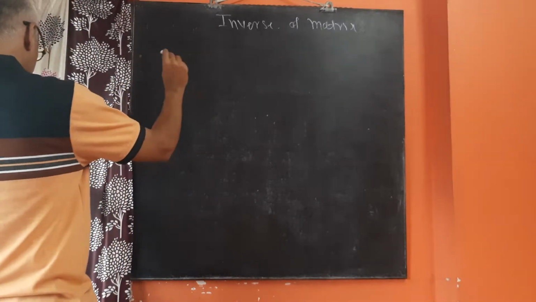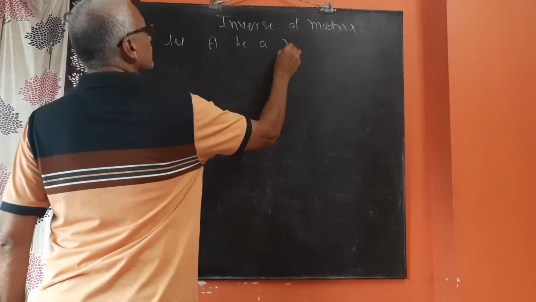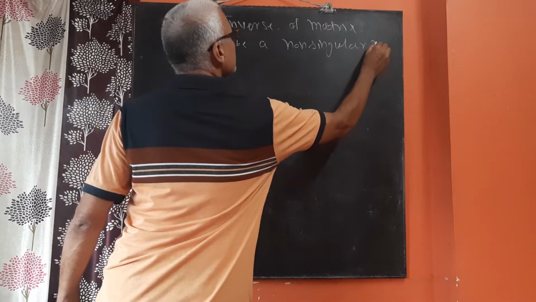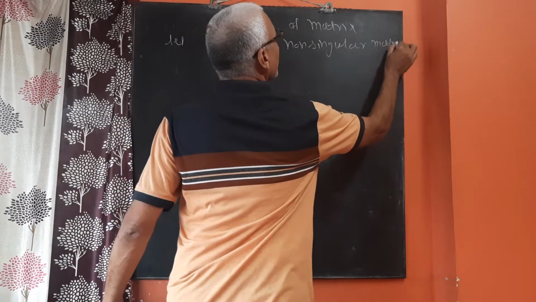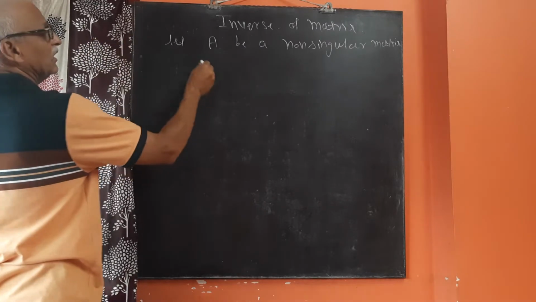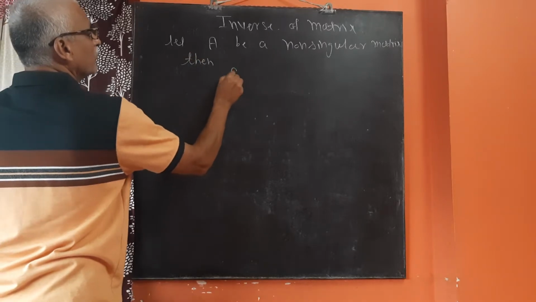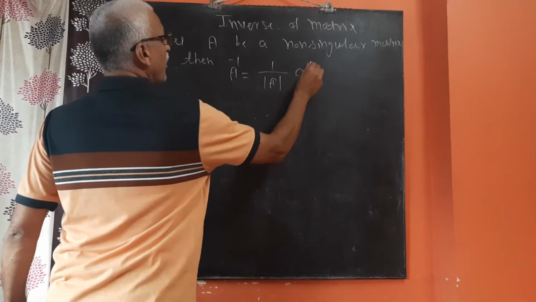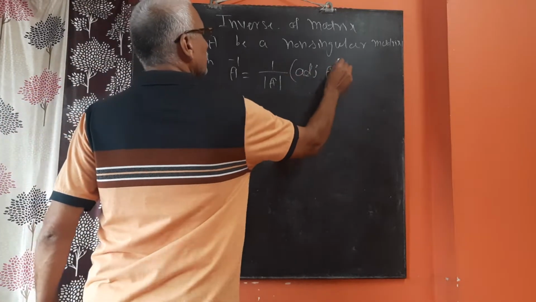It is defined as: let A be a non-singular matrix, then A inverse is equal to 1 upon determinant of A into adjoint of A.